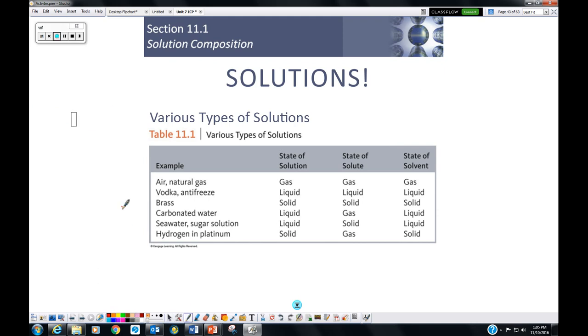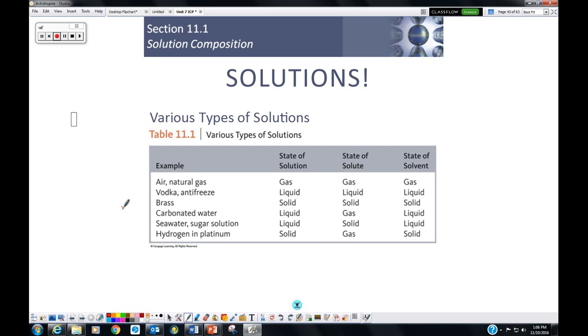So this little chart, all I really want you to focus in on is the idea that we have different types of solutions. And you've seen a chart similar to this before. I know I've given you one like this in the past in Chem 1, if not even in physical science way back when. So I'm assuming your other teachers did that if you didn't have me. So let's look at some of these examples.